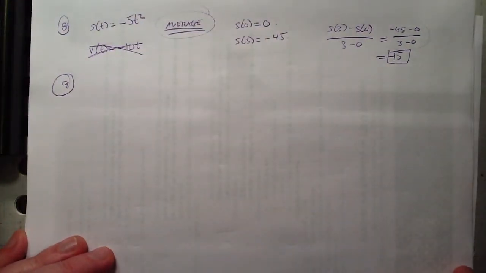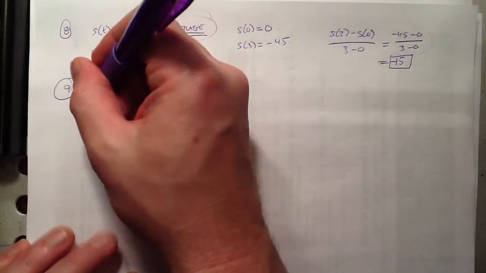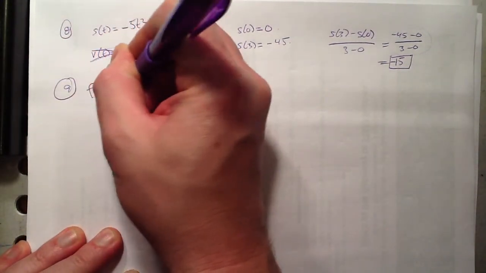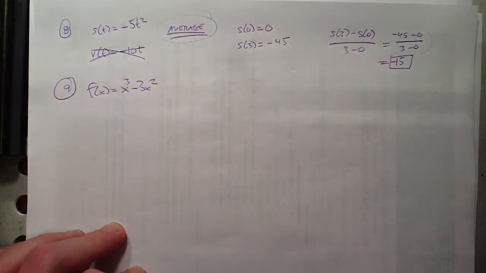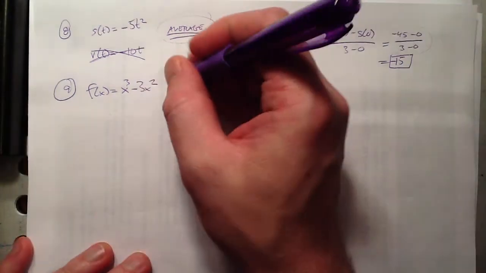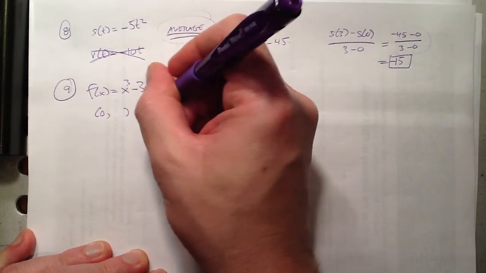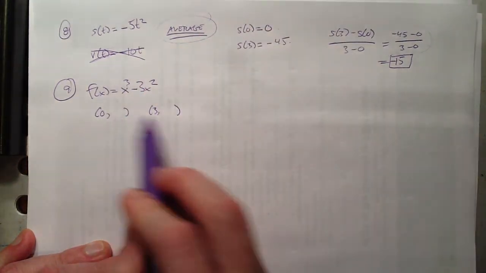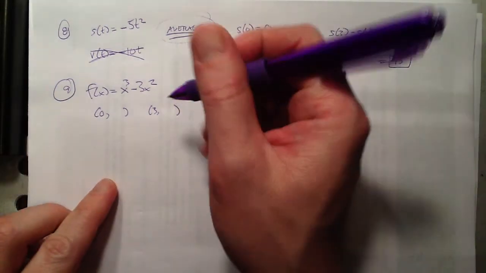Number 9, let's see, another mean value theorem. I've got the function x cubed minus 3x squared, and they want to know what are all the values of c that satisfy the conclusion of the mean value theorem on the interval 0, 3. So that means I need the point 0 something and 3 something. I'm going to find the average slope and then set it equal to the derivative.